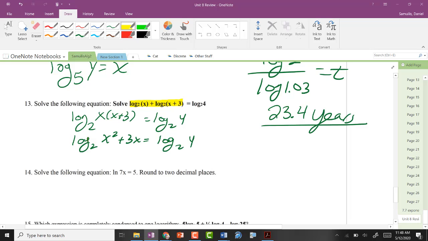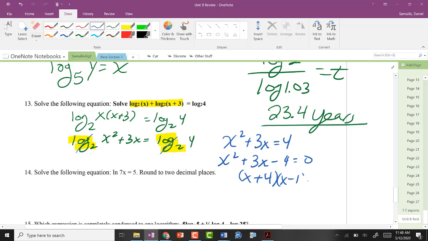Okay, it's one to one. When it's one to one, those can drop. So I have x squared plus 3x equals 4. Gonna have to set it equal to 0. Factor. And solve. So can I plug in -4? No, these cannot be negatives. So that one is out. The answer is just 1.